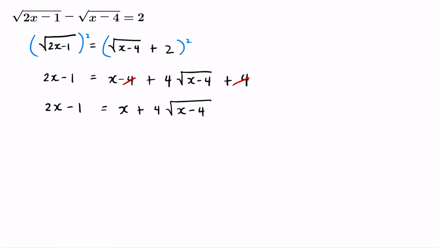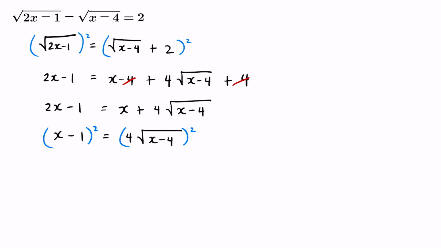And then again, we see just one radical. So let's isolate that and get rid of it by squaring both sides. Let's move this x to the left-hand side and we'll get x minus 1 equal to 4 square root of x minus 4. And then again, we square both sides to get rid of this square root.